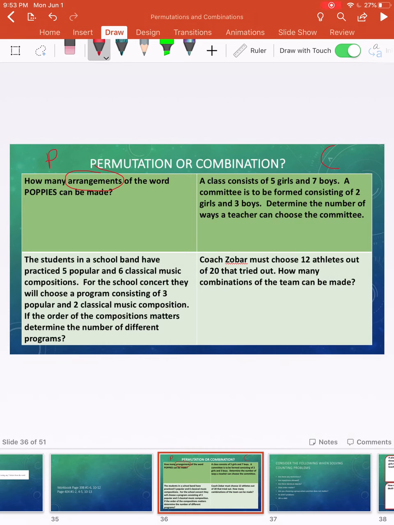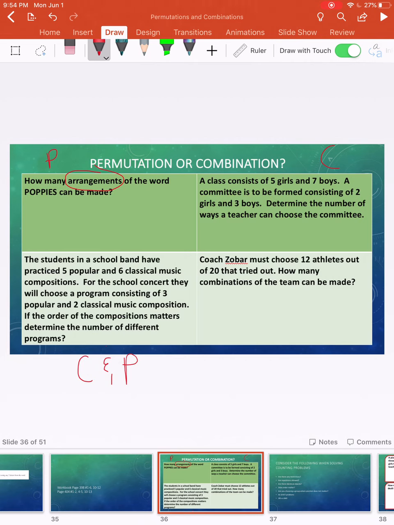The students in a school band have practiced 5 popular and 6 classical musical compositions. For the school concert, they will choose a program consisting of 3 popular and 2 classical. If the order of the compositions matters, determine the number of different programs. So this one's actually a tricky one. So in this example, you'd be choosing and arranging. So first you have to choose the popular and classical music, and then after you choose your song selections, you're arranging them. So this would be an example where you would use both.